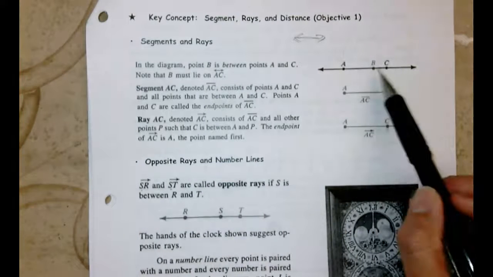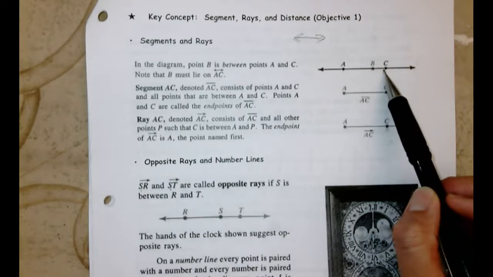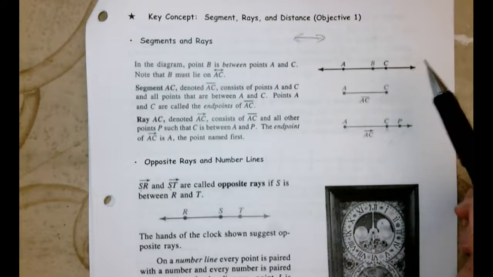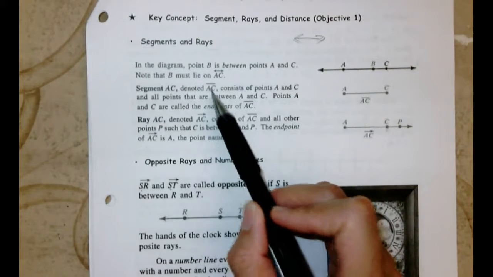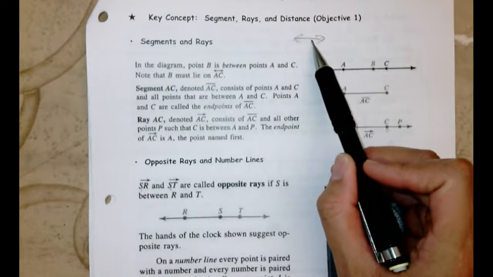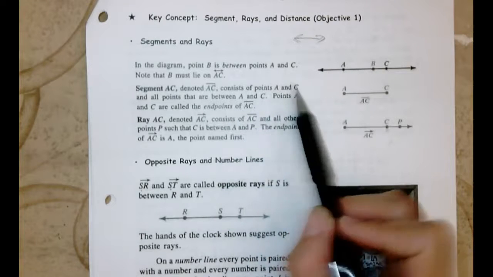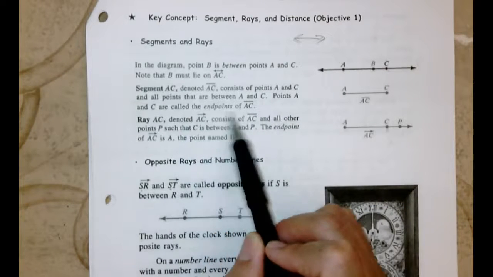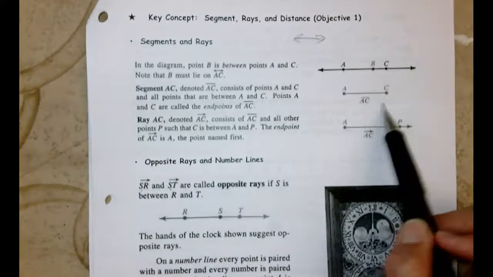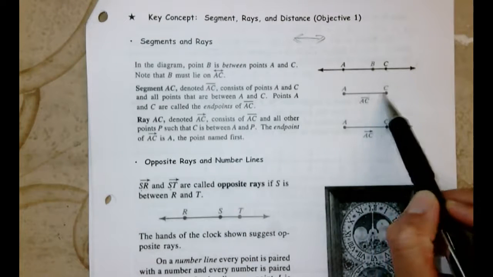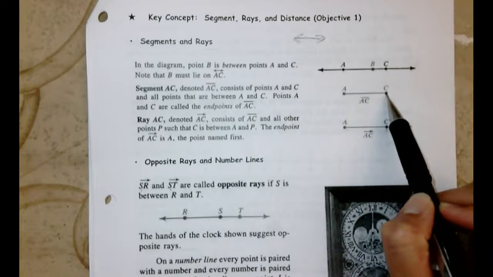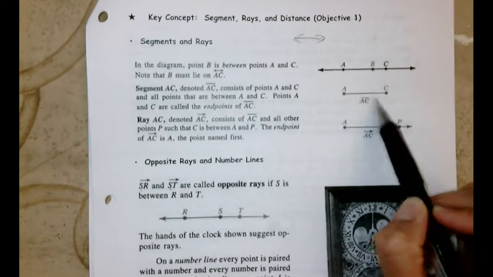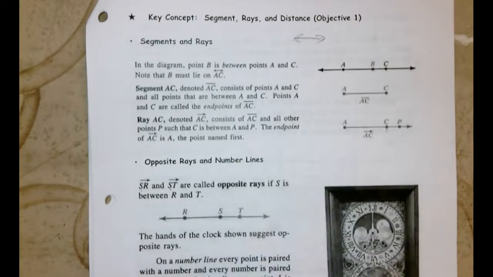In the diagram, point B is between point A and C. Note that B must lie on line AC. These 3 points are collinear. Segment AC, denoted by AC with a line above, which is different from this, consists of points A and C and all the points that are between A and C. Points A and C are called the endpoints of segment AC. So it's all the points that start with A and end with C, or start with C and end at A. All the points between these 2 points make up segment AC.